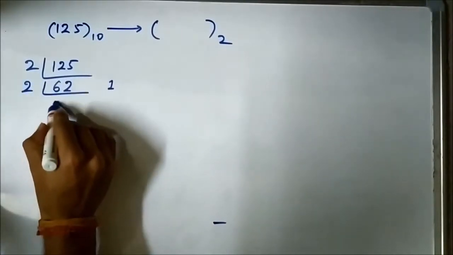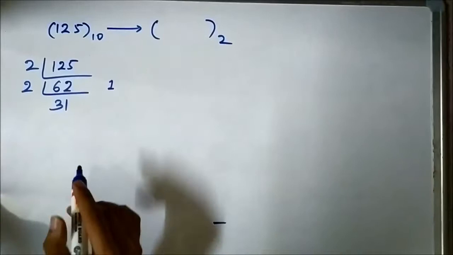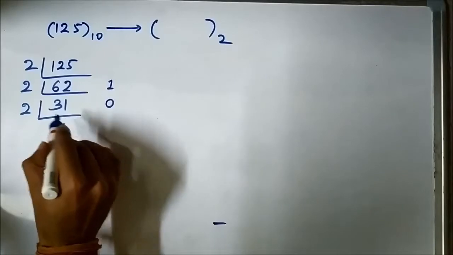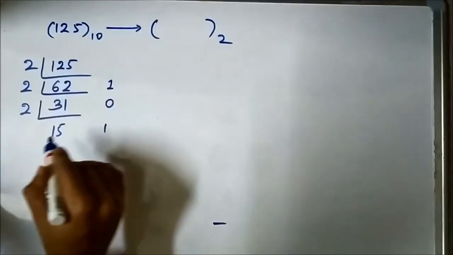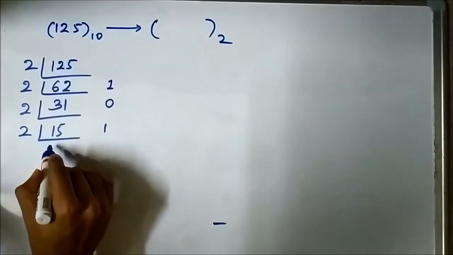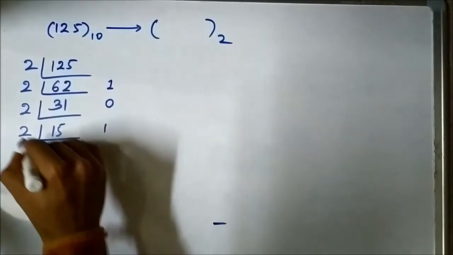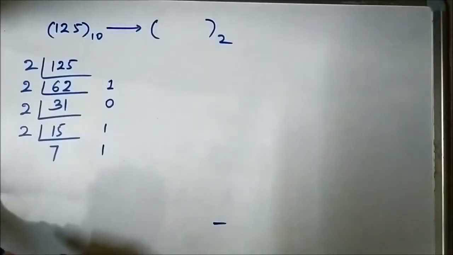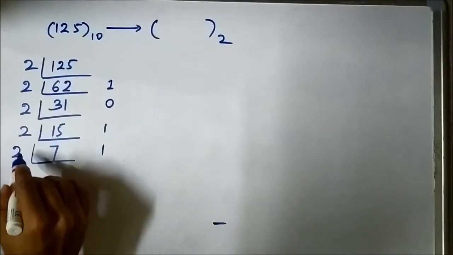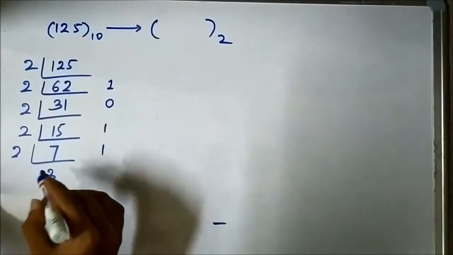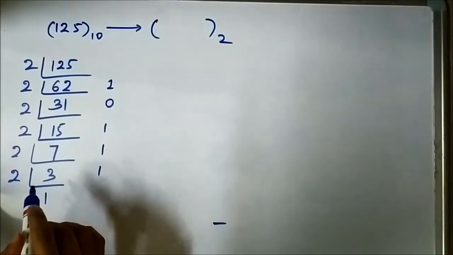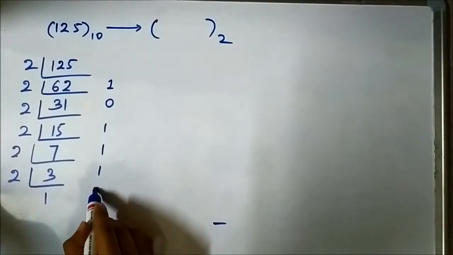Again 2 into 31 is exactly 62. The remainder will be 0. Again 2 into 15 will give us 30. So the remainder in this case is 1. 2 into 7 will give us 14. So when we subtract 14 from 15, the remainder will be 1. Again 2 into 3 will give us 6. So when we subtract 6 from 7, the remainder will be 1. Again 2 into 1 is 2. So when we subtract 2 from 3, the remainder will be 1.